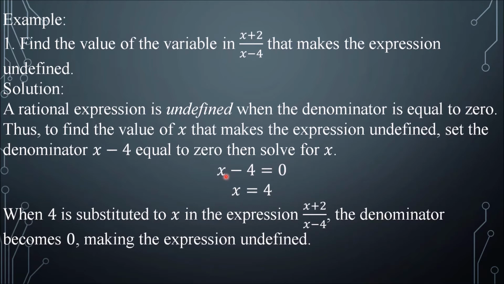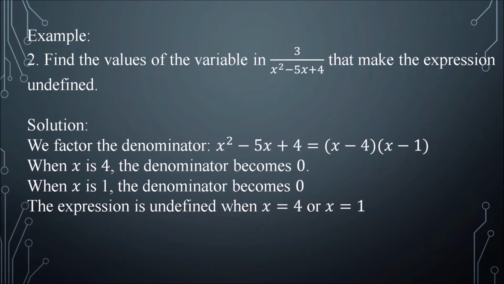So this is the illustration. X minus 4 is equal to 0. X is equal to 4. Now when 4 is substituted to x in the expression, x plus 2 over x minus 4, the denominator becomes 0, making the expression undefined. Therefore, the answer is 4 in our first example. What value of x makes the expression undefined? So x is equal to 4.